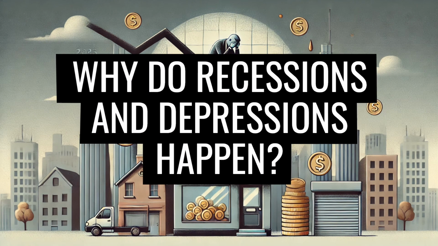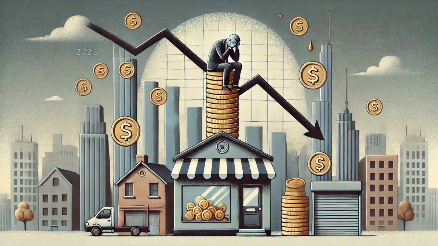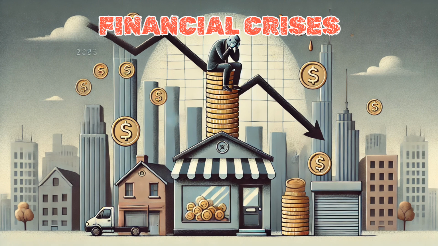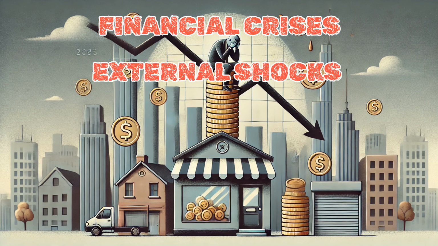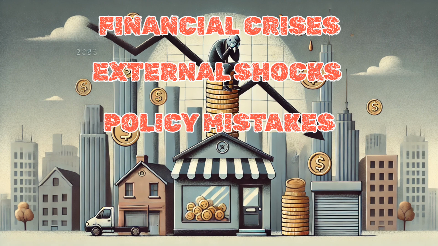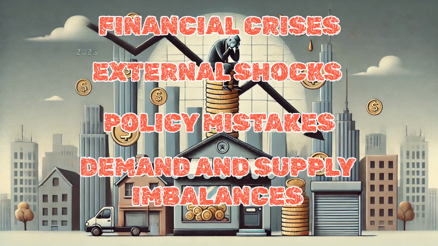Why do recessions and depressions happen? Recessions and depressions can be caused by a variety of factors. Financial crises. Over-leveraging and speculative bubbles can lead to financial collapses, as seen in the 2008 housing crisis. External shocks. Wars, pandemics, and natural disasters can disrupt economic activity and trigger downturns. Policy mistakes. Misguided monetary or fiscal policies can exacerbate economic problems. For example, tightening credit during a recession can deepen the contraction. Demand and supply imbalances, overproduction, or underconsumption can lead to economic contractions.